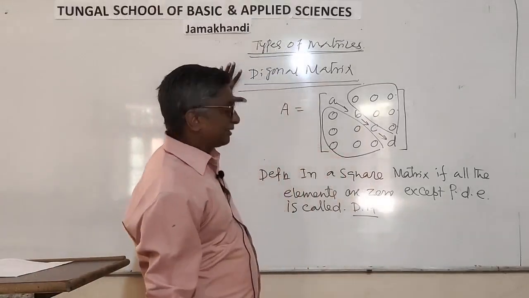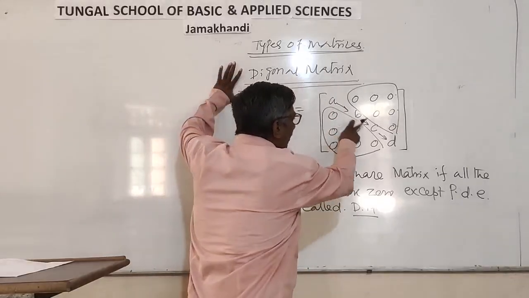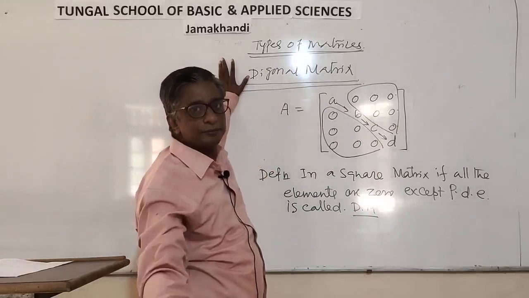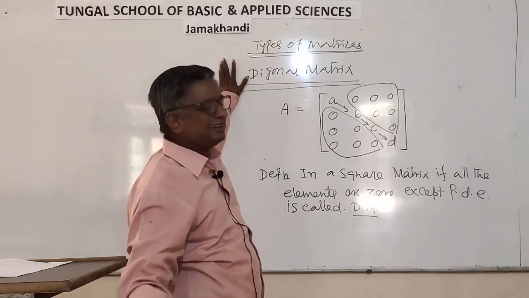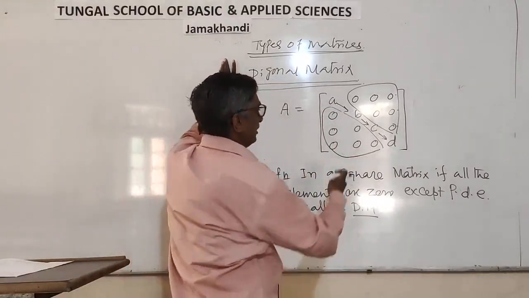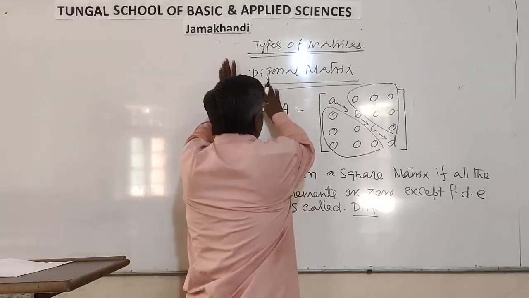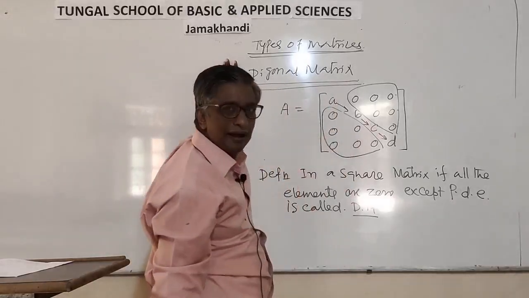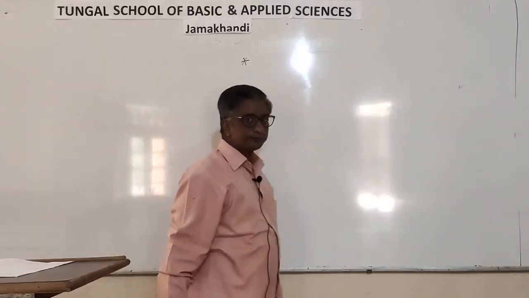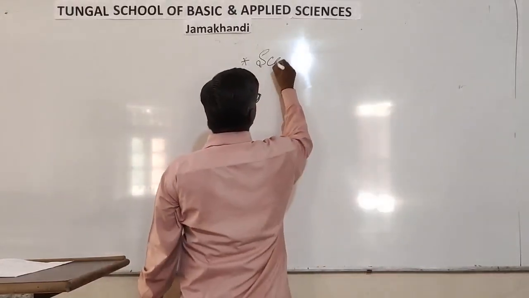A diagonal matrix means a matrix having only diagonal elements. They are different: A, B, C, D. And also other elements are 0. Then this matrix is called a diagonal matrix. The next type is scalar matrix. What is that? Scalar matrix.